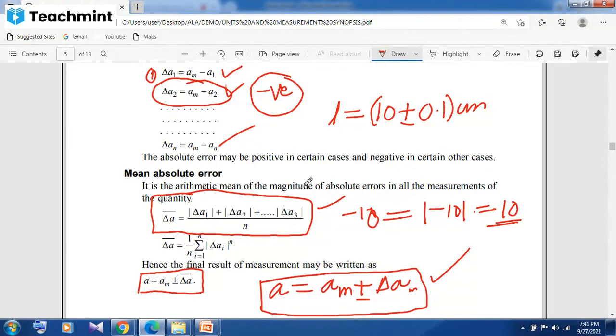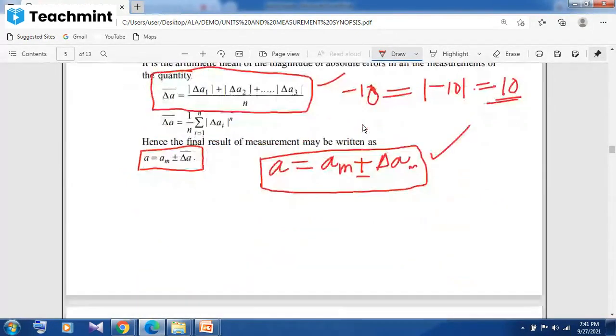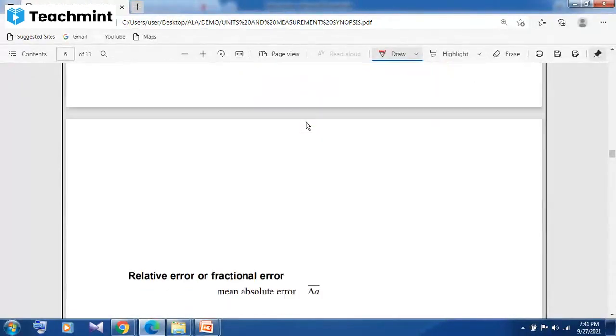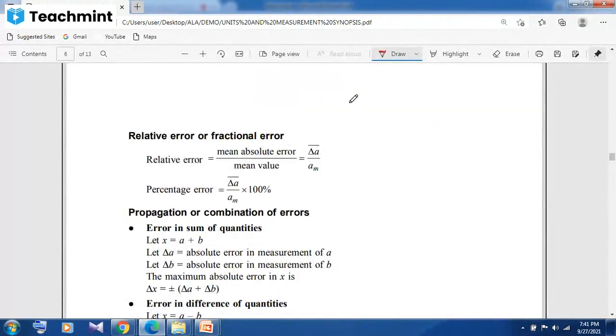So that is actually the way of writing. So that is the meaning of this. A is equal to A_m plus or minus ΔA_m. Next goes for relative error. Take down relative error, or fractional error.